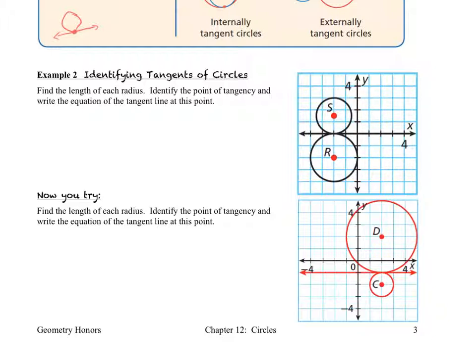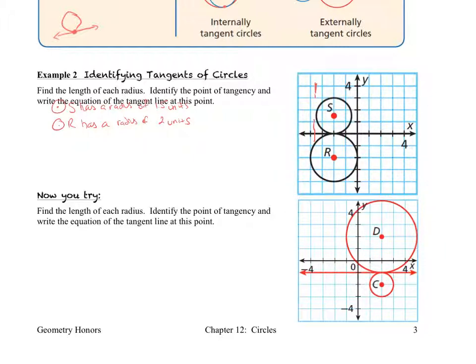Okay, so first we're asked to find the length of each radius. We can just count. So circle S has a radius of 1.5 units, and circle R has a radius of 2 units. So just count 1, 2.